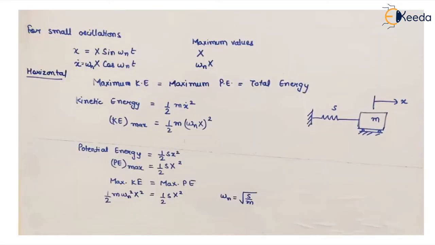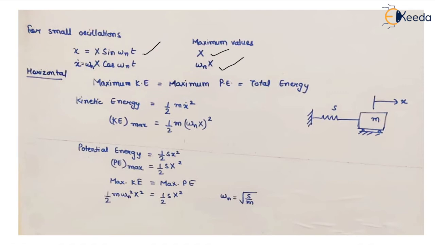For small oscillations, we can take the displacement as x sin(ωn t). And the velocity will be the differentiation of the displacement, so it will become ωn x cos(ωn t). So the maximum value of displacement will be x and the maximum value of velocity will be ωn x. Whether you take the sine function or cosine function, the maximum values remain the same.